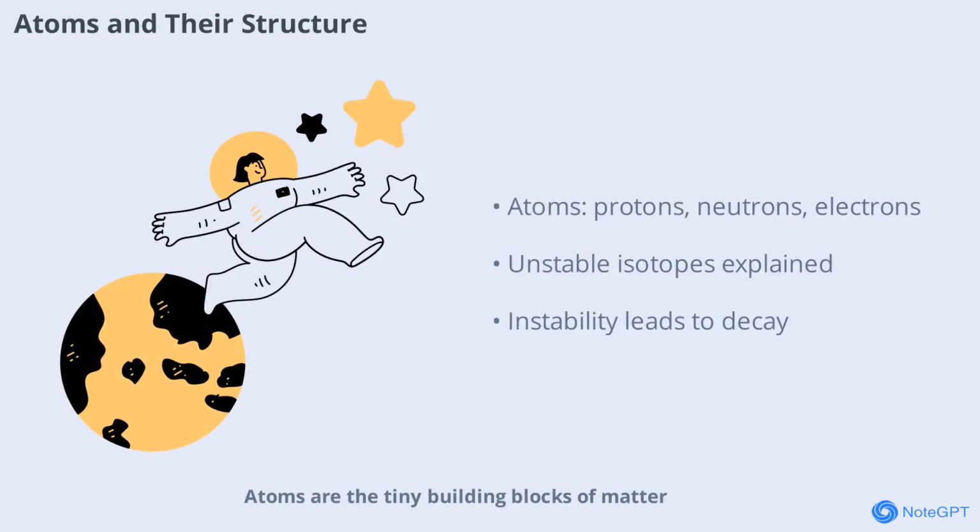Atoms are the tiny building blocks of matter made up of a nucleus containing protons and neutrons surrounded by electrons. Most atoms are stable, but some have too many or too few neutrons, making them unstable. These unstable atoms are called radioactive isotopes. Their instability is what leads to radioactive decay, as the atom seeks a more stable form. Let's take a closer look at what makes an atom unstable and how this instability sets the stage for decay.